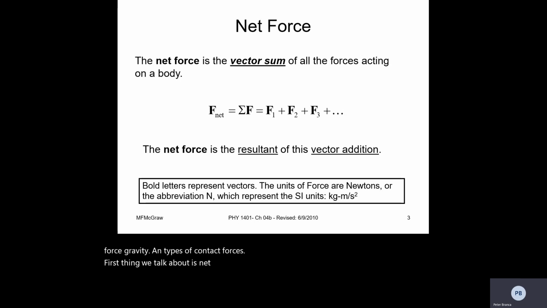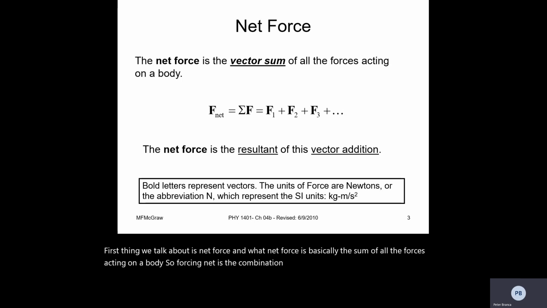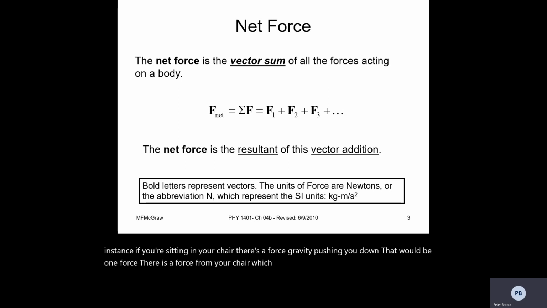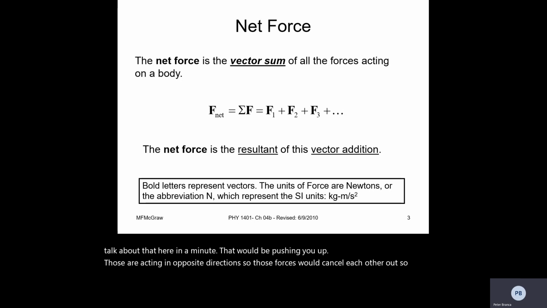The thing we're going to talk about is net force. And what net force is basically the sum of all the forces acting on a body. So force net is the combination of each force acting on an object. And what we do is we add those together based on which direction they're coming from. So for instance, if you're sitting in your chair, there's a force gravity pushing you down. That would be one force. There is a force from your chair, which we're going to call the normal force, and we'll talk about that here in a minute, that would be pushing you up. Those are acting in opposite directions, so those forces would cancel each other out. So our net force would be 0.